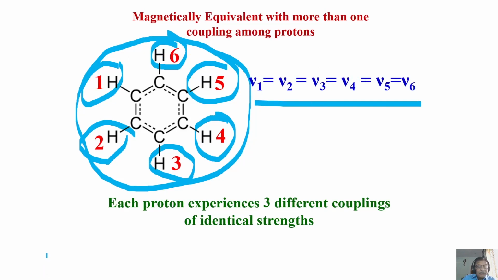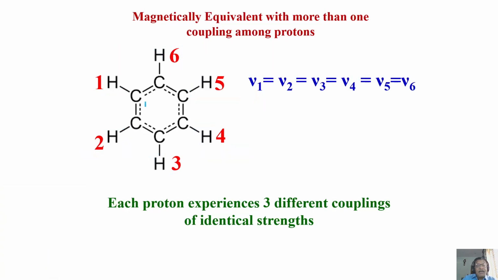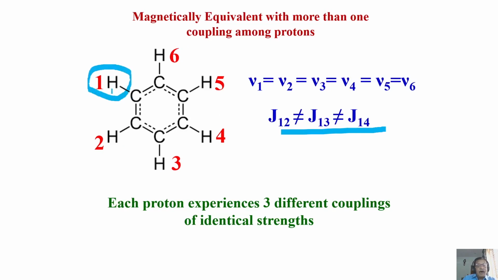But what about their coupling strengths? Remember, J12 is not equal to J13, because this is a 3-bond coupling, this is a 4-bond coupling, and this is a 5-bond coupling. So J12 is not equal to J13, is not equal to J14. Any proton you take, this is ortho coupling, meta coupling, and para coupling. Each proton experiences 3 types of coupling: ortho, meta, and para. Among the 6 protons, each proton has 3 different couplings.